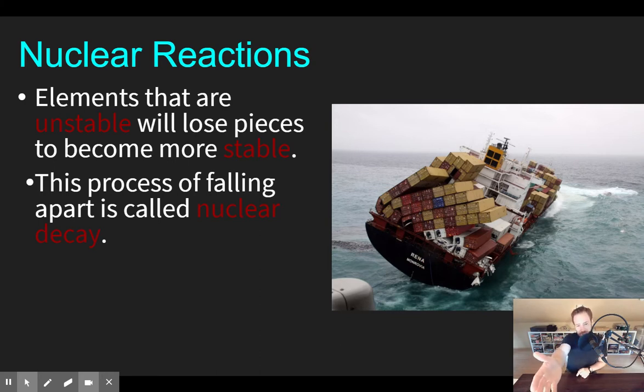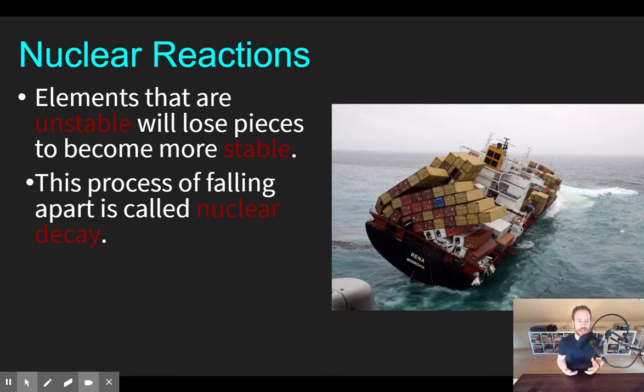Like, look at this ship with shipping containers on it. These things were stacked really, really high, not the most stable structure that could have been built. And when the ship got jostled, or it looks like it maybe ran aground on a reef or something like that, and the ship tilted to the side, what happened to that unstable structure? It fell over, and probably some pieces fell off of it, and those pieces are probably sitting at the bottom of the ocean right now. Well, an unstable nucleus is also going to fall apart.